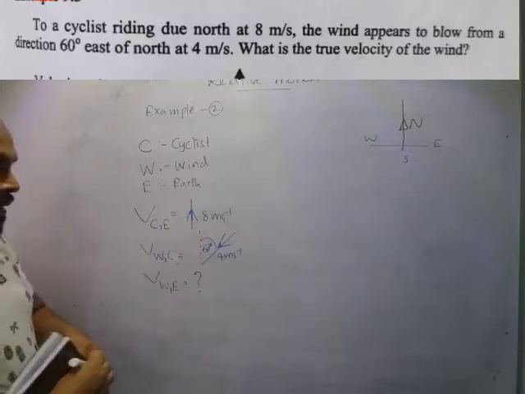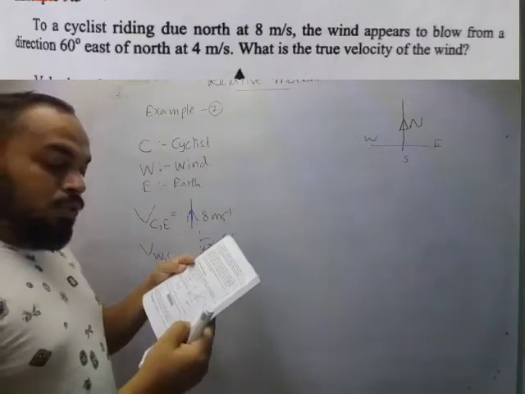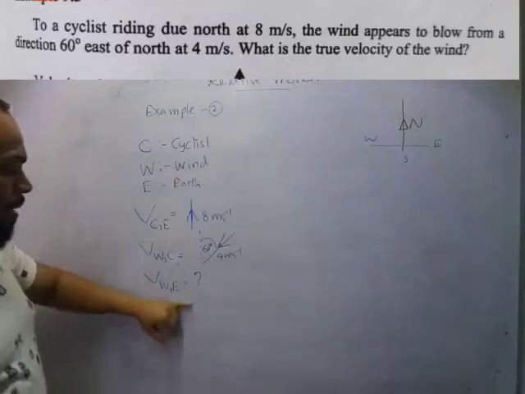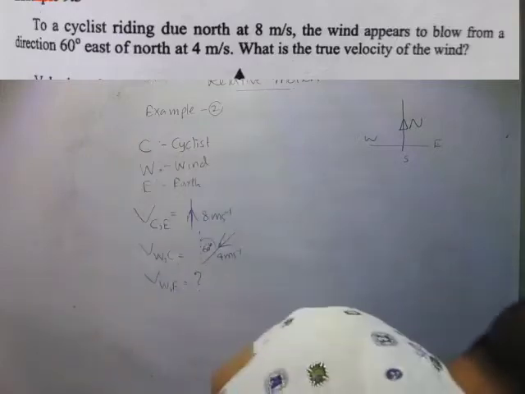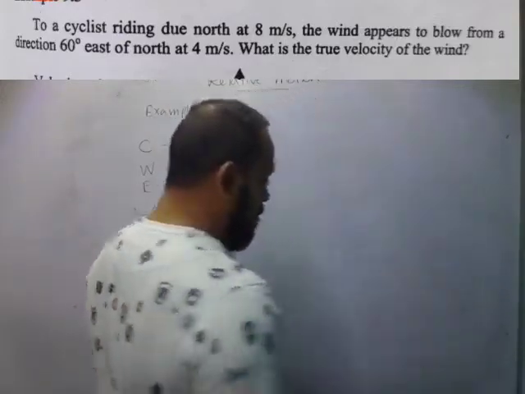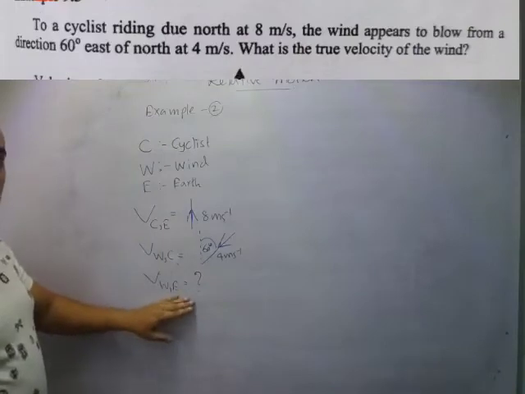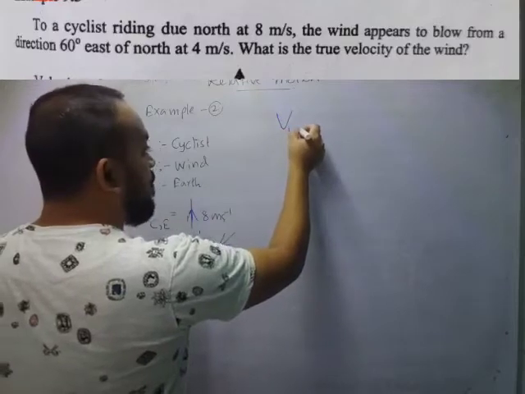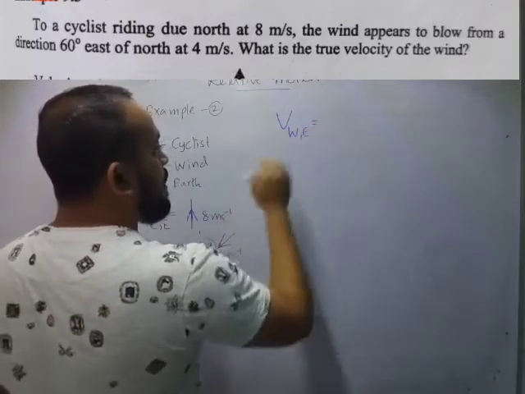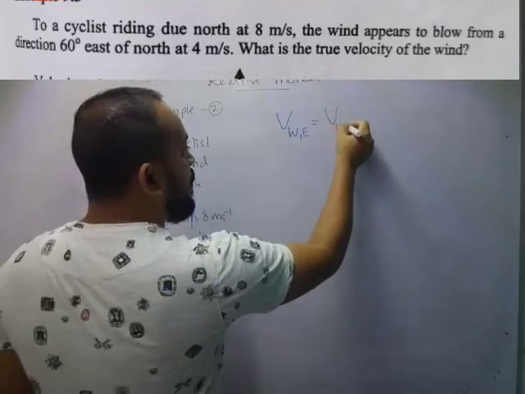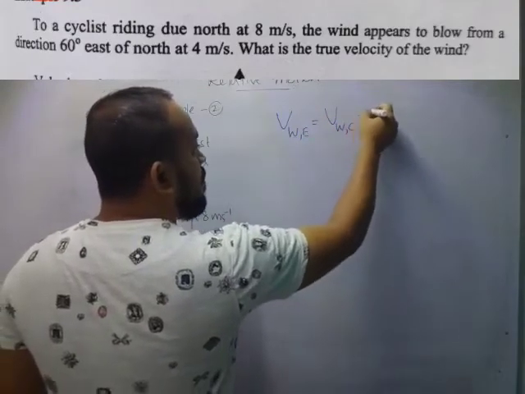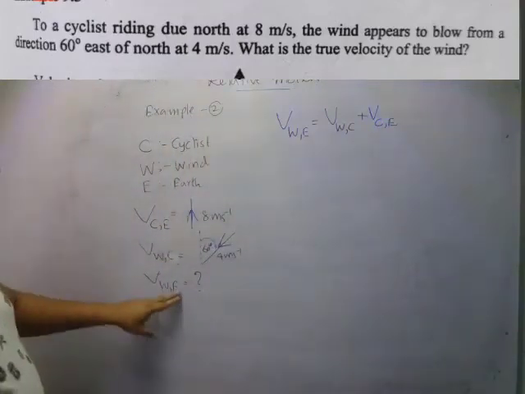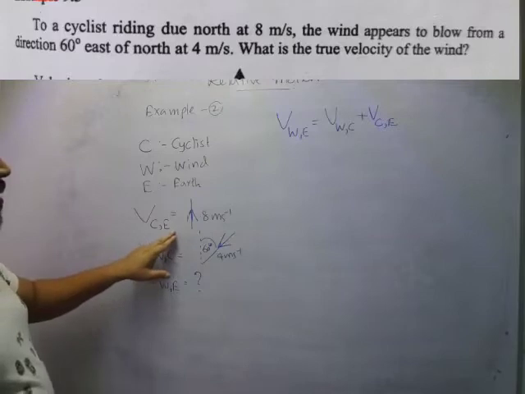Okay, and they're asking us to find the true velocity of the wind. True velocity of the wind means the velocity of the wind relative to earth. This is what we take. Right, now we can use the equation for relativity. We need to find this, so let's make this the subject. Velocity of WE must be equal to velocity of W relative to cyclist plus velocity of cyclist relative to earth.